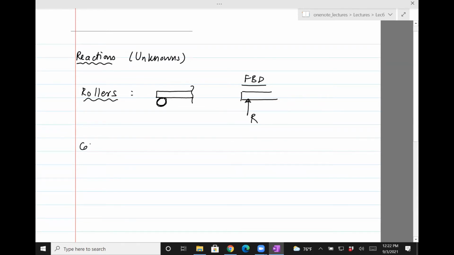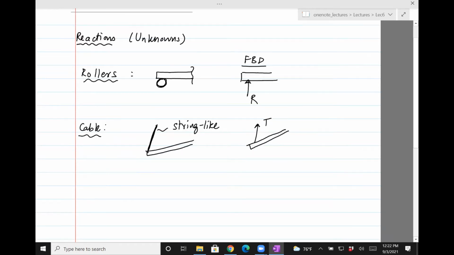The other one, which we'll probably not see too much in this course, is the cable, but I'll put it anyway. A cable is a string-like element. A string, as you know, can only bear tension. It cannot bear compression. So when you draw the free body diagram, you'll only show tension, and it will always be along the string. It cannot bear a force in a direction which is not along its length.